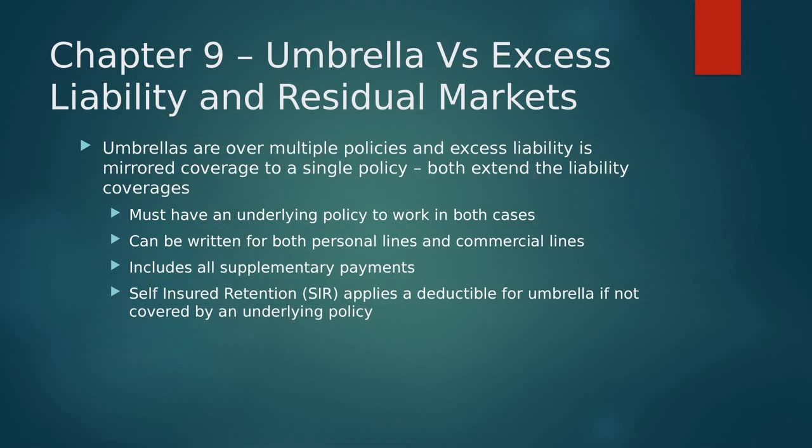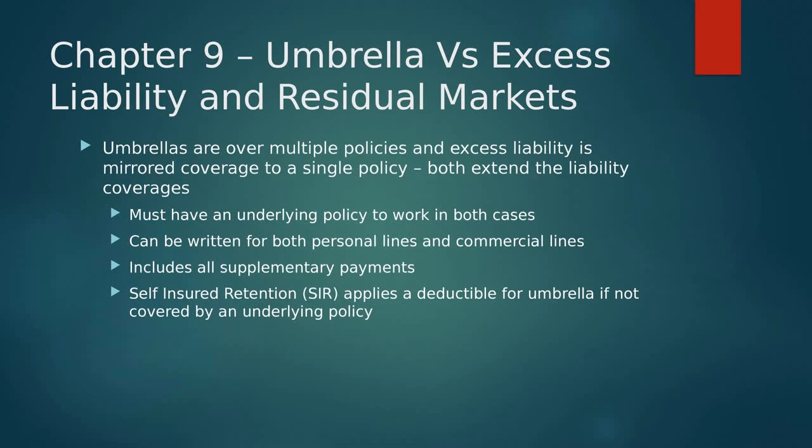So in both cases, you have to have an underlying policy to make these work, and you can write these for either individual needs under personal lines or for business needs under commercial lines. The umbrellas are designed to work over multiple policies, and the excess liability is going to be mirrored coverage, so it can only work with a single policy. Now, these will extend out all the supplementary payments, so costs for the lawyers and any of those payments for duty to defend will be extended beyond the original policies under either an umbrella or an excess liability policy.